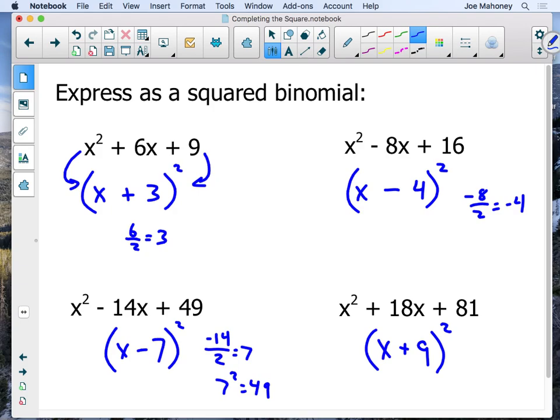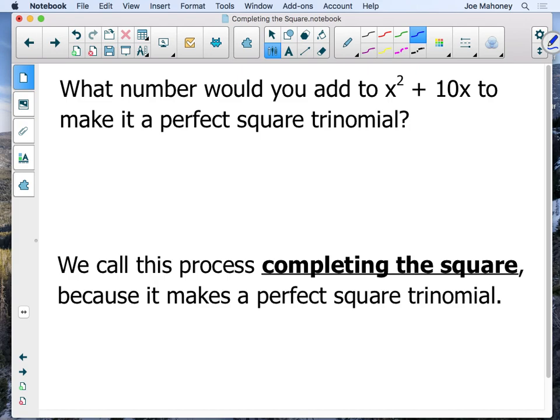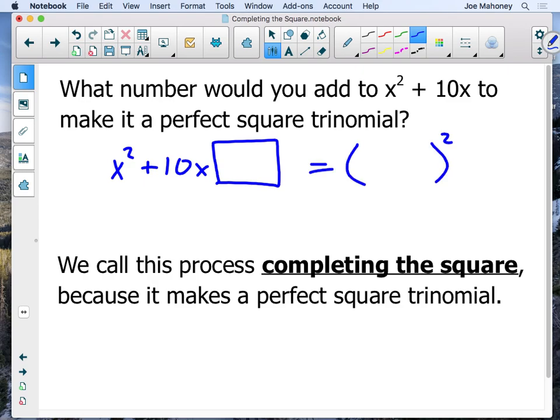Okay, so we want to go one step further, though. We don't want to take a trinomial and write it as a squared binomial. We want to take something that's not a perfect square trinomial and make it a perfect square trinomial. So really I'm saying I want to take x squared plus 10x, and I want to put a number in there to make it a perfect square, or to make it a squared binomial. That's what we want to do. And this process is called completing the square.